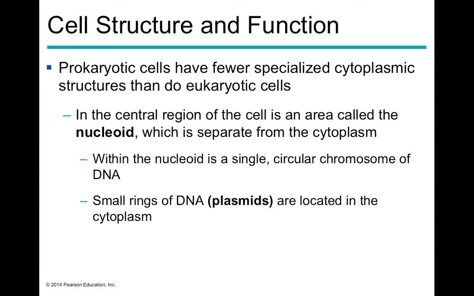All right, inside the prokaryotic cell, we have a region that's similar to the nucleus, but it's not a nucleus because there's no membrane surrounding it. It's called the nucleoid region, and it is going to be a little bit separate from the rest of the cytoplasm, and it has a circular chromosome of DNA. So instead of having those X's, it has a circle, and there's also specialized regions of DNA that are called plasmids, which are smaller rings of DNA found in the cytoplasm.